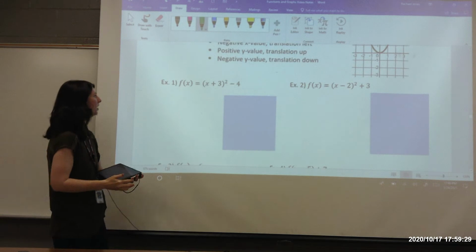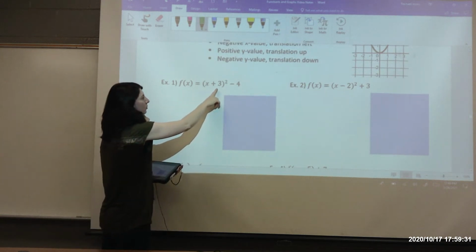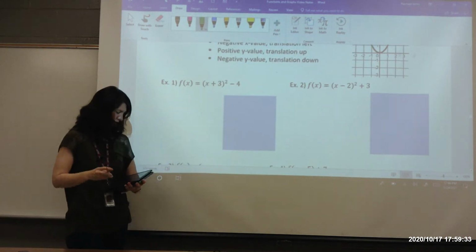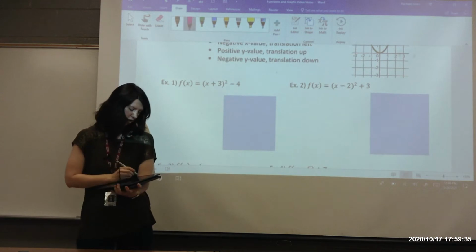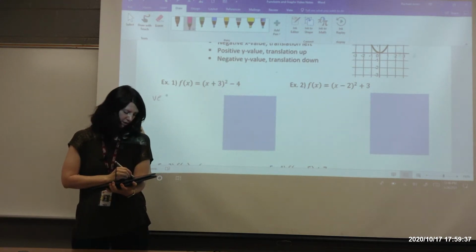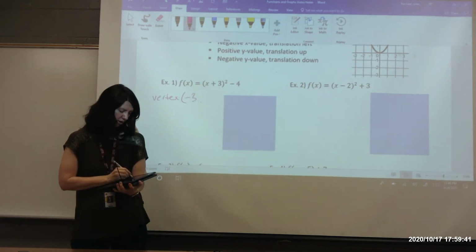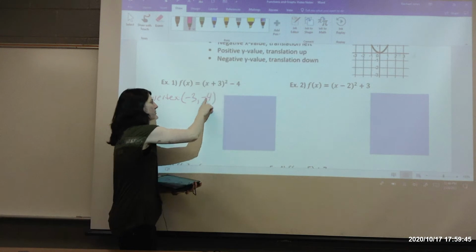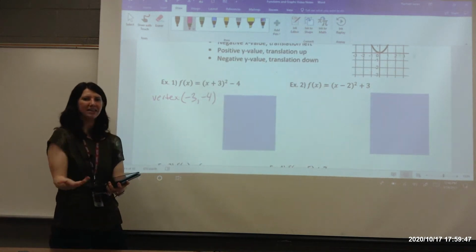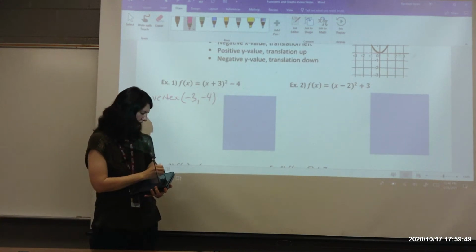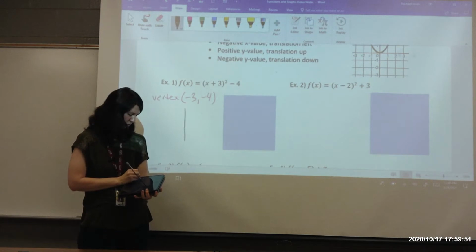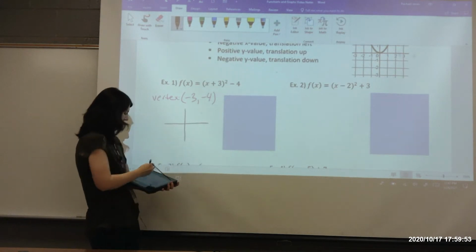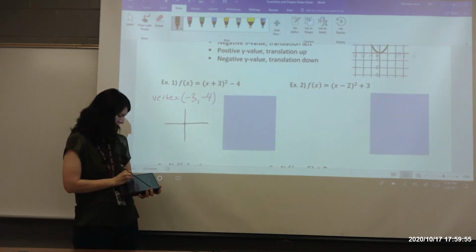So example 1, I have f of x equals (x plus 3) squared minus 4. First thing we want to do is find our vertex. In this case, our vertex is negative 3, negative 4. It's the opposite here, the same here. So then just think about, where is negative 3, negative 4 on the graph? Well, you can just do a quick sketch. I know my parent function is starting here at 0, 0.